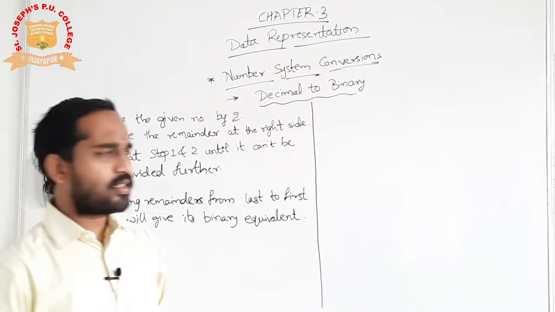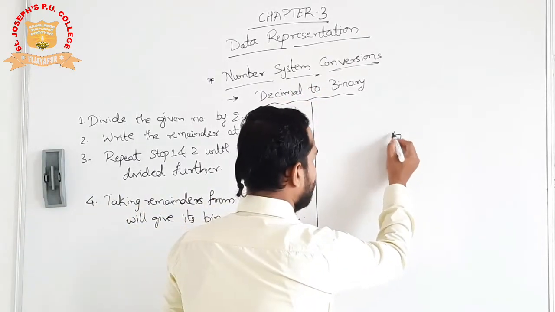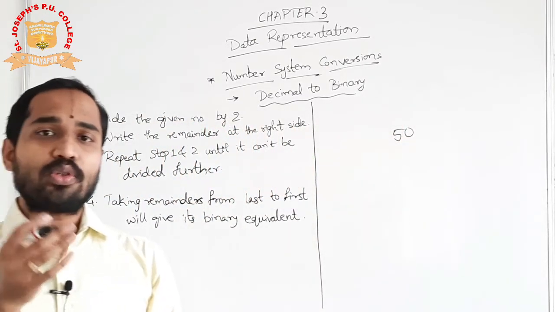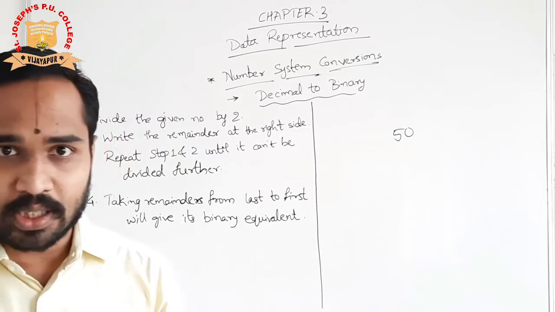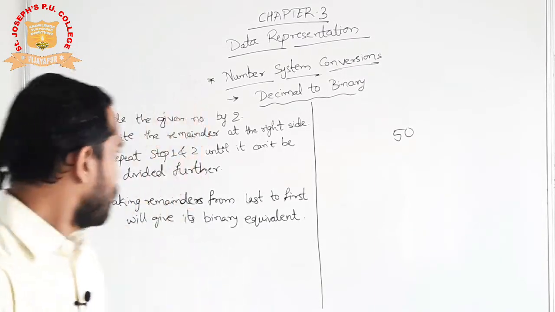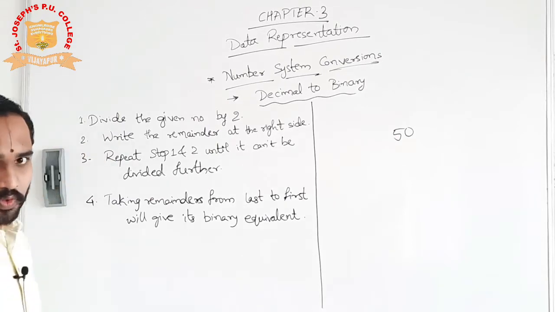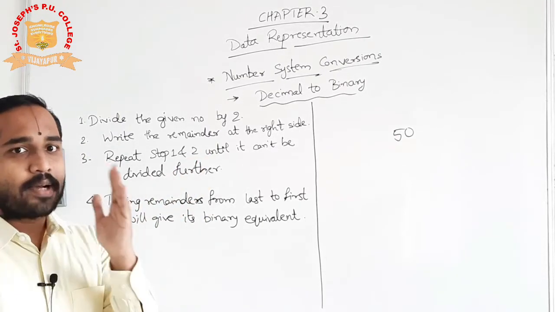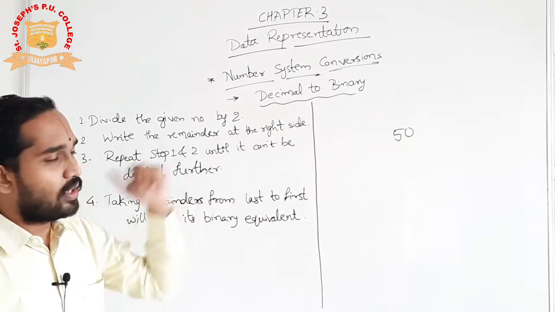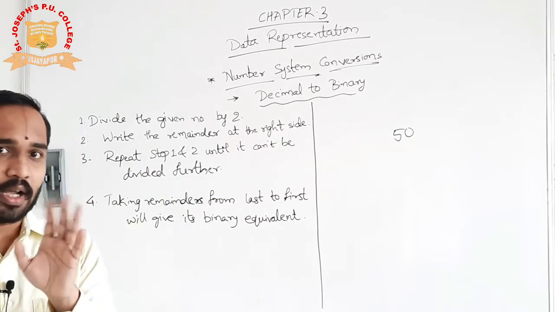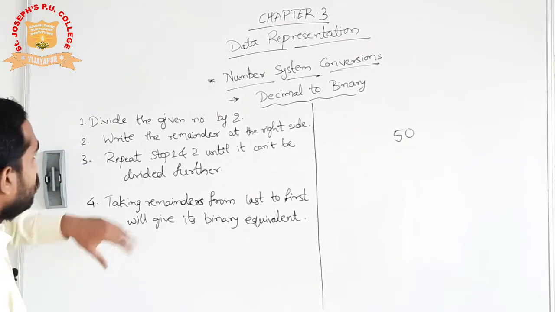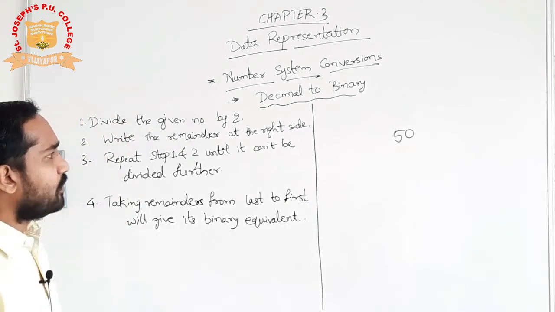Okay, that means there is a decimal number, say 50. Now, how to convert this decimal number into binary number? For that, four steps we have to follow, and I have already written it. Pause the video and just take them down first, so that while explaining, you will understand how the process is going on. So first, what we have to do, divide the given number by 2.